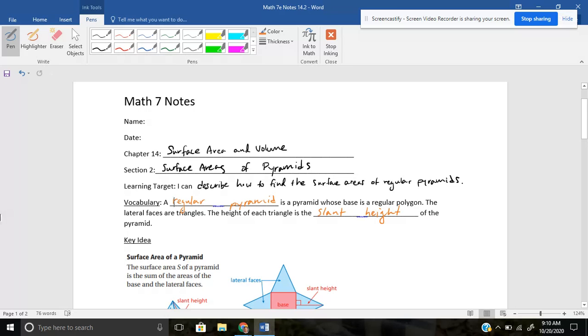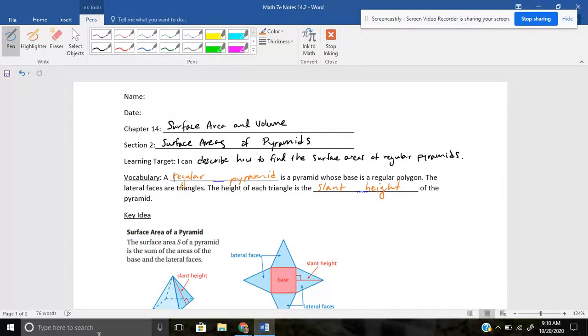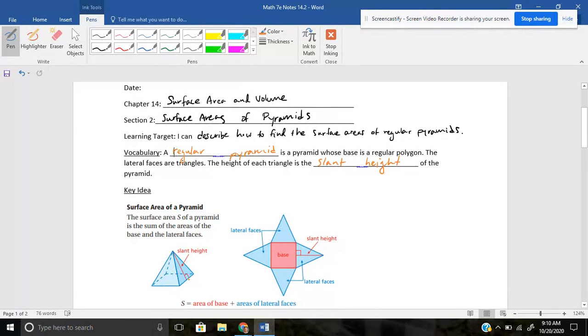Okay, if I look at an example of that, here's an example of a regular pyramid. It says the surface area is the sum of the areas of the base. So in this case, my base is a square, and the lateral faces. So I have 1, 2, 3, 4 on the back side. Lateral faces, and here is that slant height they are referring to.